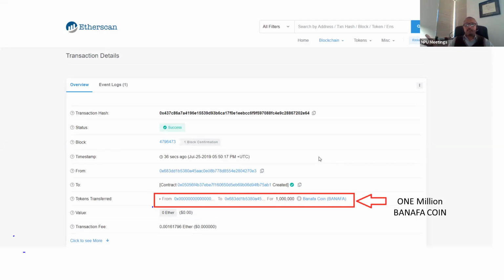And this is how easy it is. If you have an average computer, I'm not talking about high level, you can create your own cryptocurrency in 3 seconds. And if you look at the Etherscan here, which is the browser used to look at the transaction, you're going to see that I have 1 million Banafa coin.